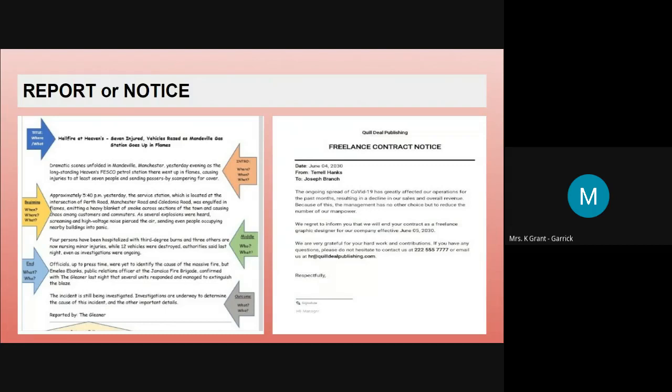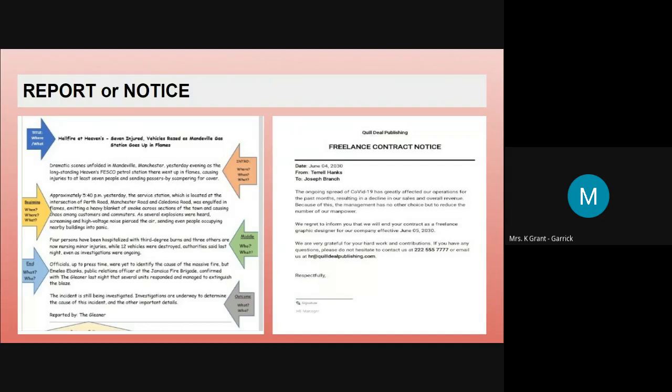Now, how do we write a report or a notice? Well, if you're looking on the left, you see that the report pretty much has specified areas. So you have your title, which would relate when and what, where and what. And of course, you have the first paragraph, which is the introductory paragraph, which basically tells where the situation took place, when it was, and what it was.